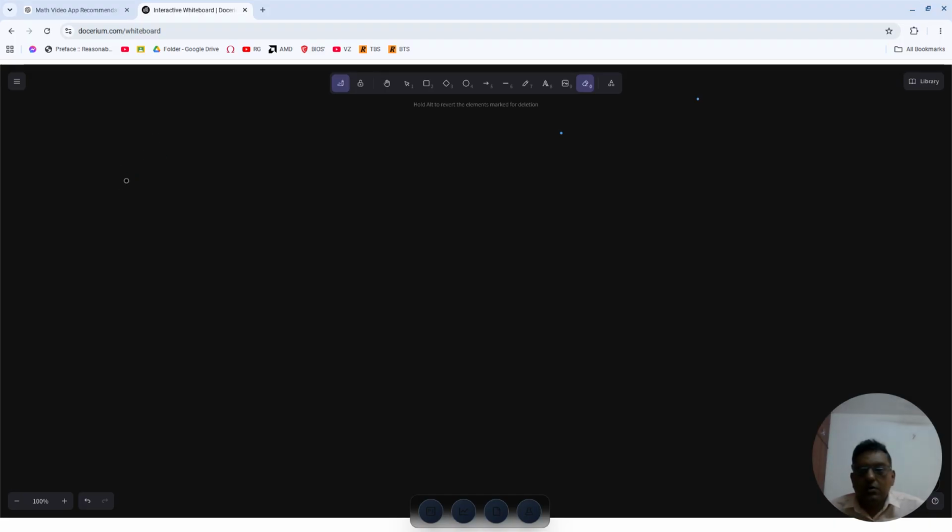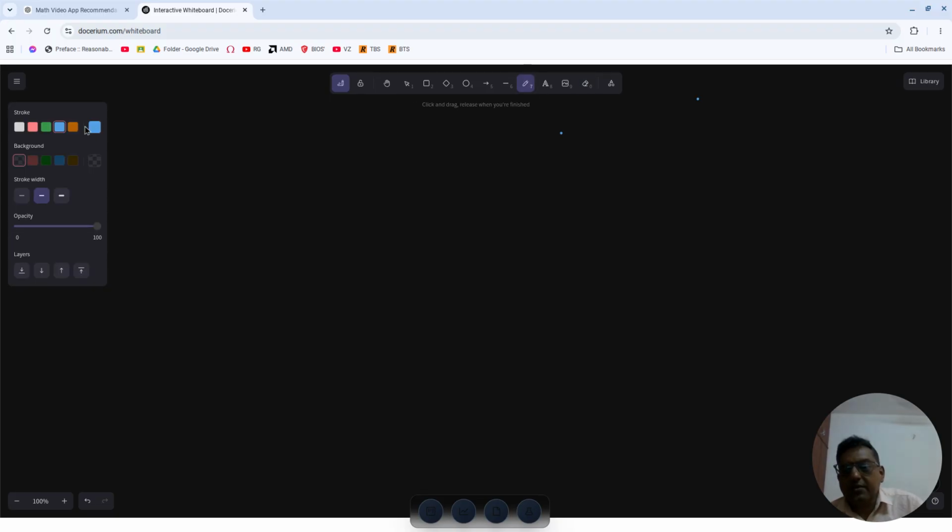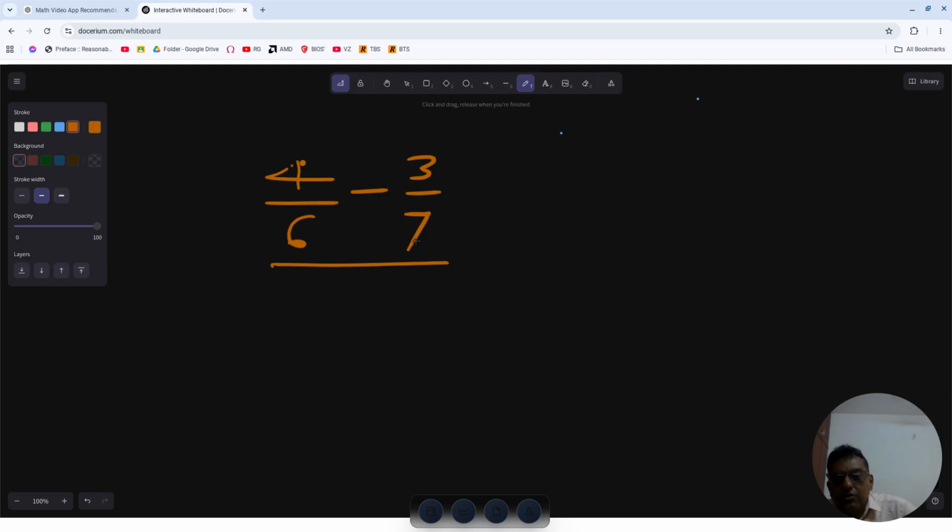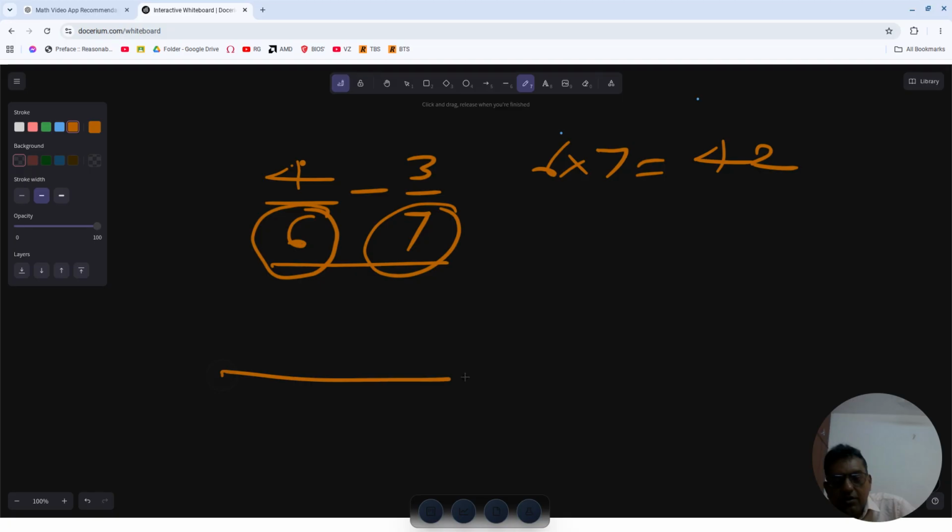Now, in the case of subtraction, let us see how we can subtract. For example, you have 4 by 6 minus, supposing I put it as 3 by 7. Now, this is a typical case where you cannot take the LCM of these two. So, what we can do in this case is you have to multiply this 6 into 7. That is 6 into 7. That becomes 42.